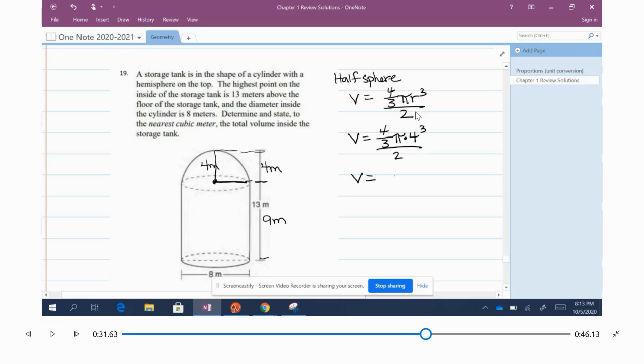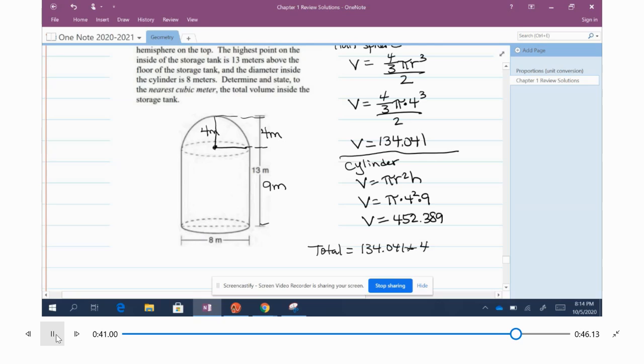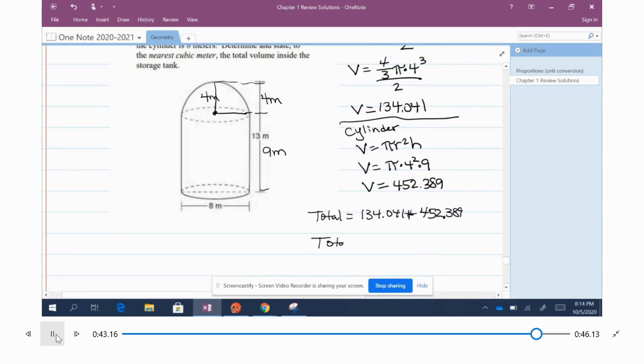It's a half sphere though, so 4/3 pi r cubed divided by 2. You could have done 2/3 pi r cubed, same difference. So it's going to be 134. Now that we have the dimensions for the cylinder, radius is 4, height is 9. That's the rest of it.